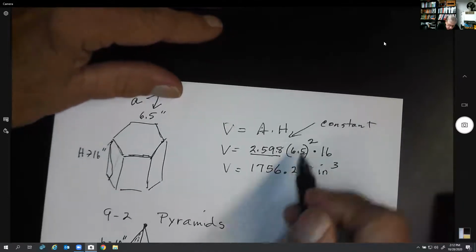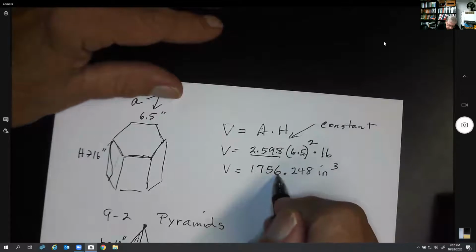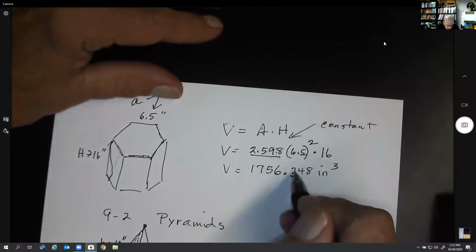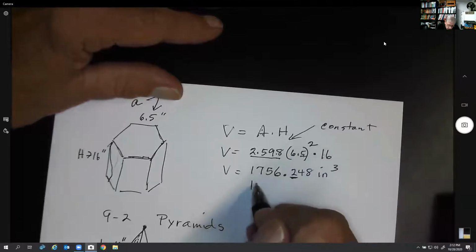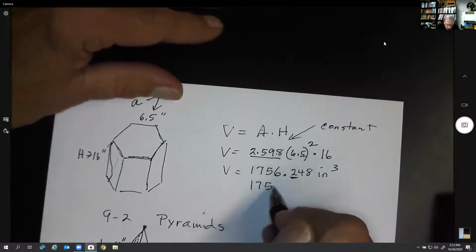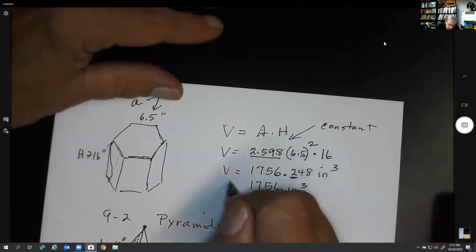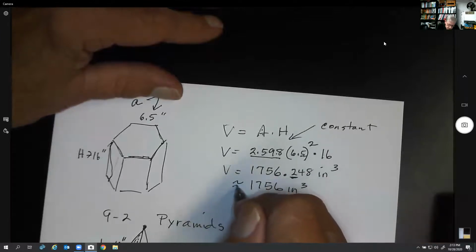Okay, if I wanted to round this to a whole number, remember, I look at the 6, then I look at the next number, and it's pretty small. So if I wanted to round it off to a whole number, it would be 1,756 cubic inches. We'll put approximately.